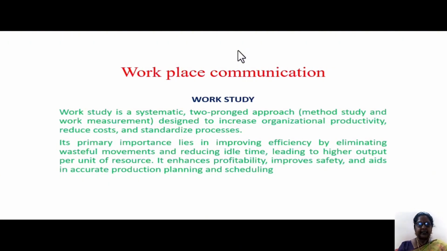What is workplace communication? Communication is one person giving some information, sending some information, encoding, and the other person receiving that information. So that only we say it as communication. And in the workplace, communication means that regarding the work, the manager communicates to the subordinate, or the owner of the institution communicates to his subordinate. So all these things come under workplace communication.